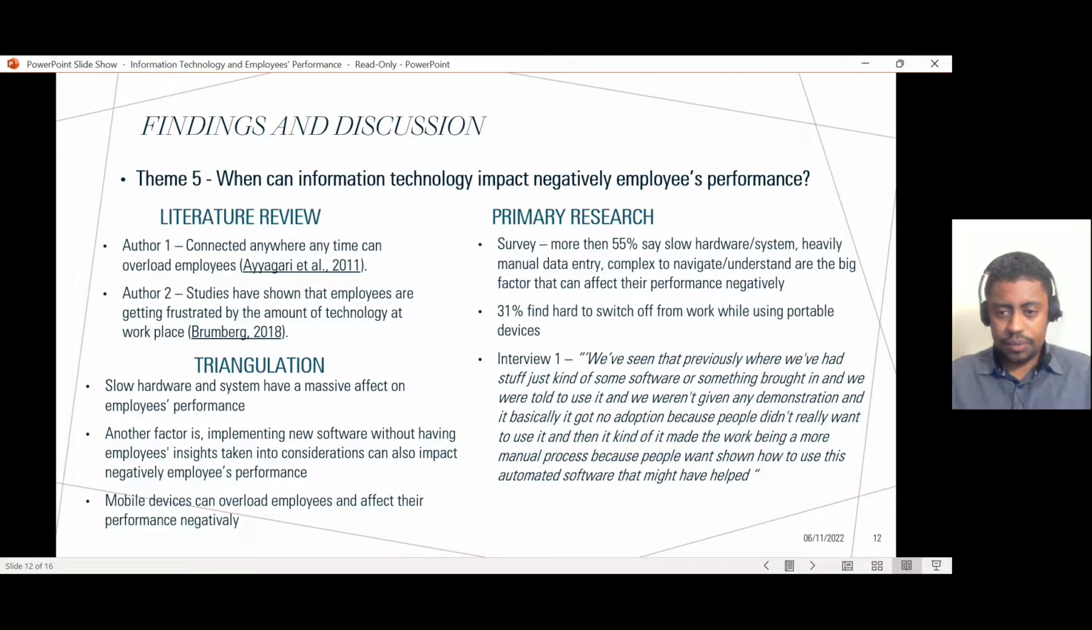So yeah, slow hardware and systems have a massive effect on employees' performance. But another factor is implementing new software without taking employees' insights into consideration, which can also impact employees' performance negatively, and mobile devices can overload employees and affect their performance negatively.